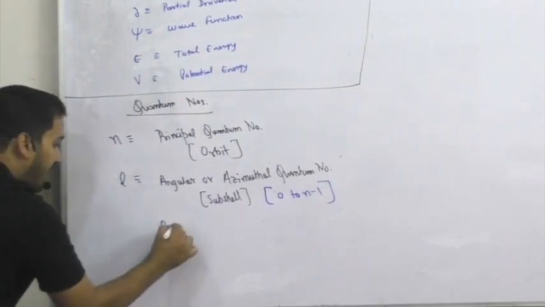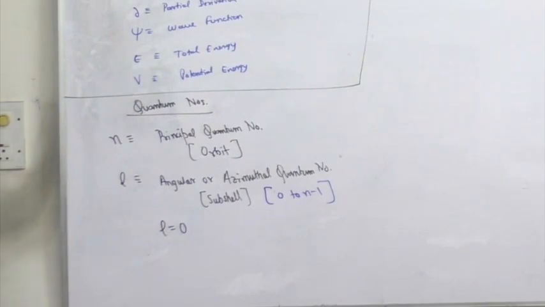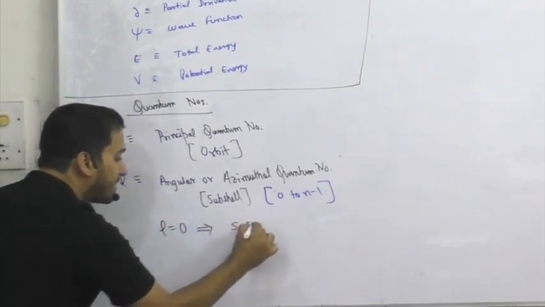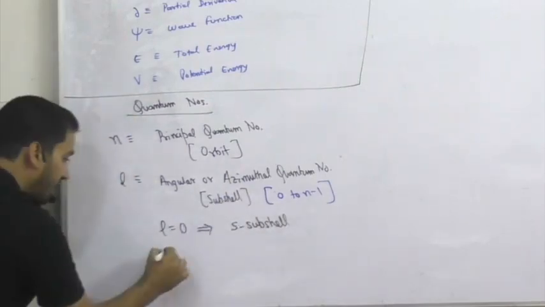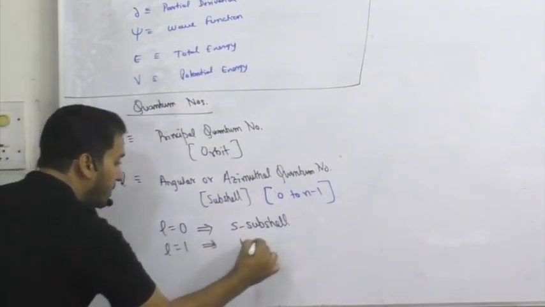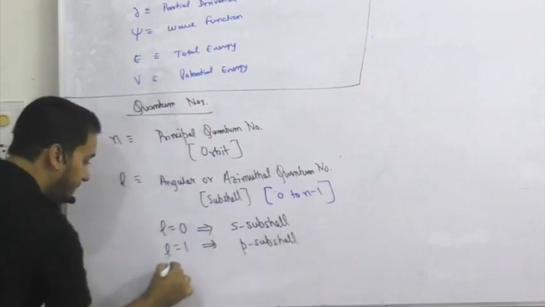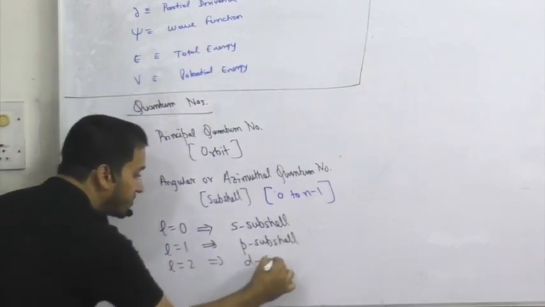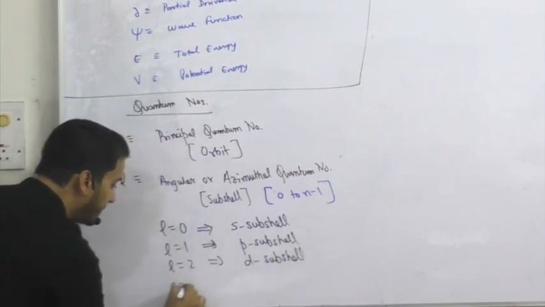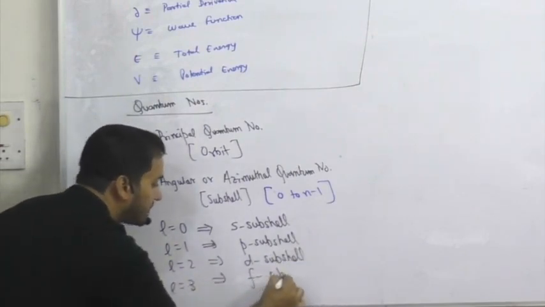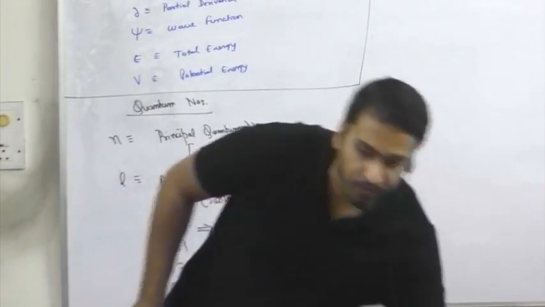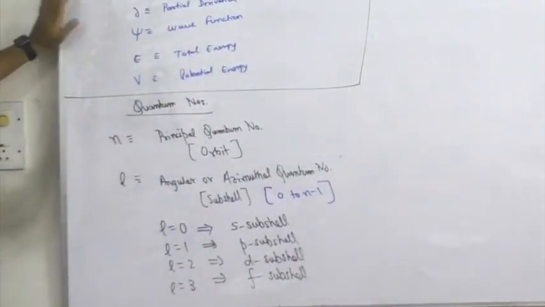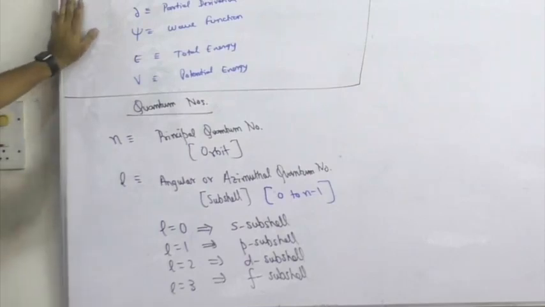So if we find that L is equal to 0, this corresponds to the S subshell. If I get L equal to 1, it corresponds to the P subshell. If L is equal to 2, it corresponds to the D subshell. And if L is equal to 3, it corresponds to the F subshell. Right? The different values of L correspond to different subshells. L equal to 0 means S subshell, L equal to 1 means P, L equal to 2 means D, and L equal to 3 means F subshell. Right? These are the different subshells.